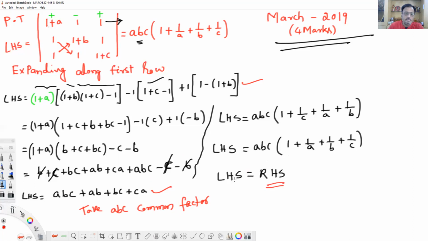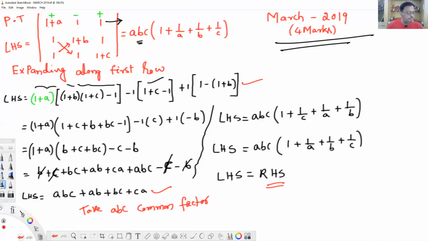Dear students, the second method is already solved in your textbook, so please refer to your textbook for another method. But you cannot use the method which I taught right now if you have a condition that prove this determinant without using expansion. At that time this will not work out, so you have to refer to your textbook.